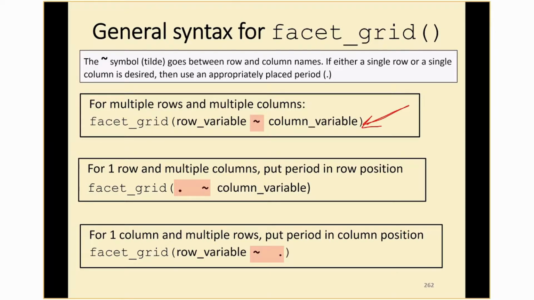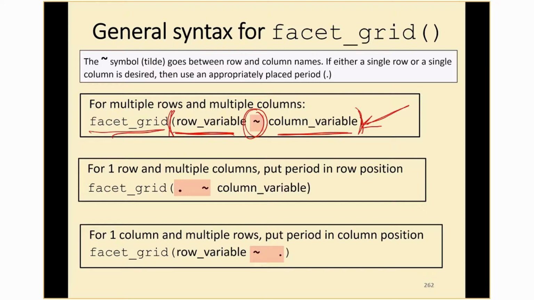So there's my facet grid function, with an open and closed parenthesis. I first specify the variable that I want on the rows, and then there's a tilde. And the tilde, if you look at your keyboard and go to the upper left-hand corner, you find the escape key. Directly below that, you'll find the tilde. And then you specify the column variable.